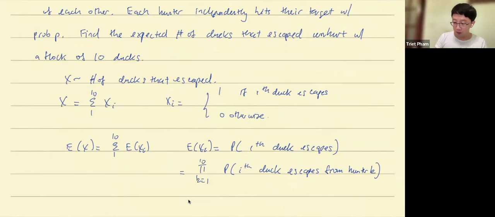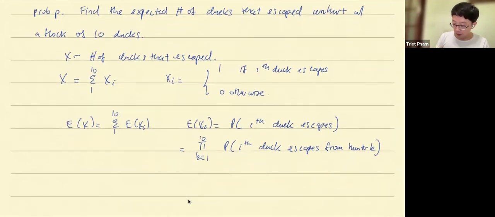Okay so far. Basically, we just need to analyze the action of the ith duck from hunter K and then multiply them all together. In fact, it should all be the same for all hunters, so it will be raised to the 10th power anyway. So the product is because of independence of the hunters. Now, what is the probability that the ith duck escapes from hunter K? Well, how does hunter K look at the ith duck? Two things: he would choose the ith duck first and then shoot it. Agree?